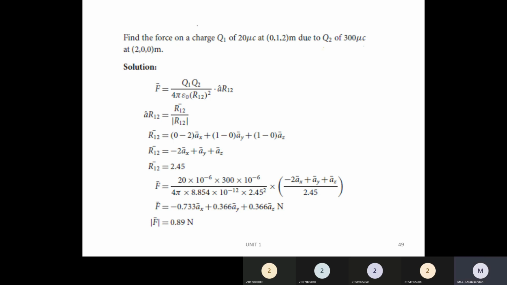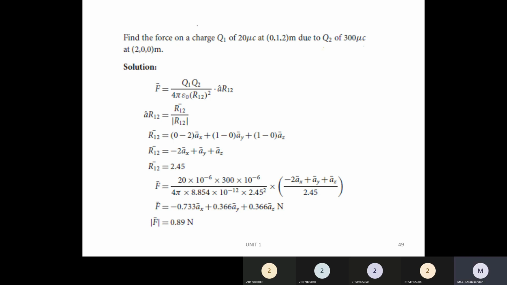Okay, so for that R12 vector, we have to find the distance between the first charge and the second charge. The basic mathematical concept: if you have 2 points, how do you find the distance? We are finding it in vector format. Okay, so the first preference we have to give is to the point where we are going to find the force, for that point charge. We are going to find the force on Q1. So I give first preference to the point for Q1, that is 0 minus 2, plus 1 minus 0, plus 2 minus 0.